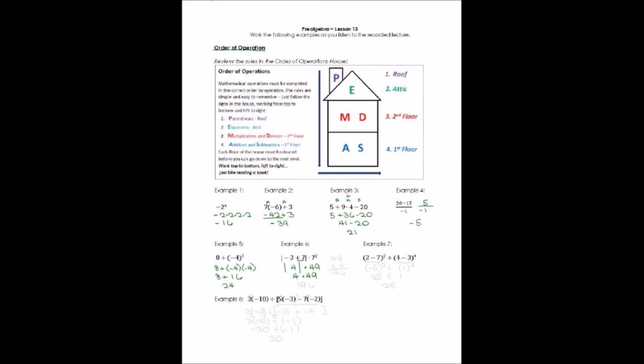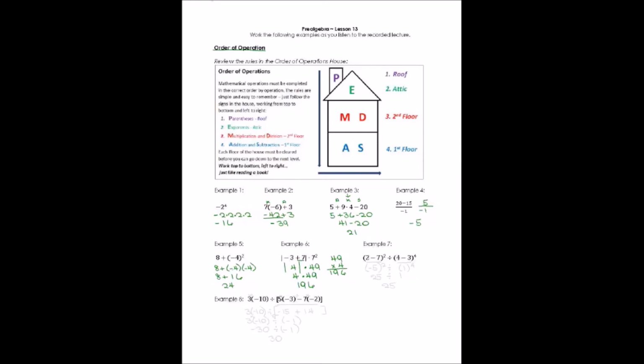And 4 times 49, I probably have to write that down and multiply it out. 4 times 9 is 36. Carry my 3. 4 times 4 is 16 plus 3. Looks like 196 is my answer.